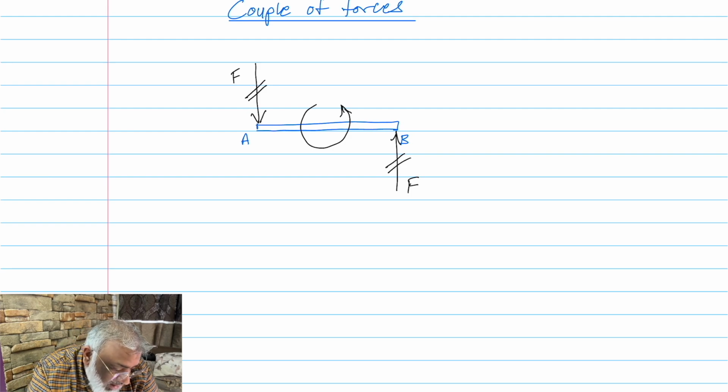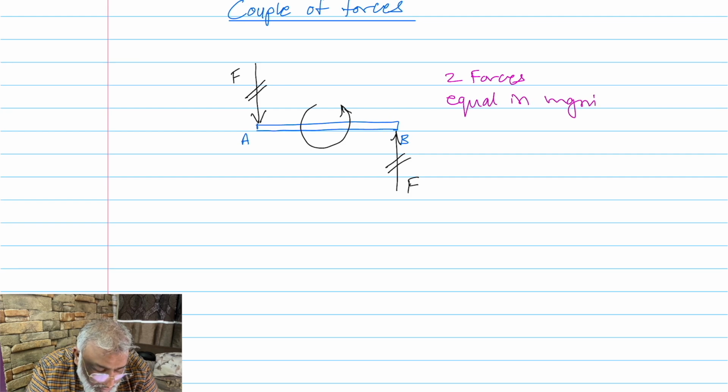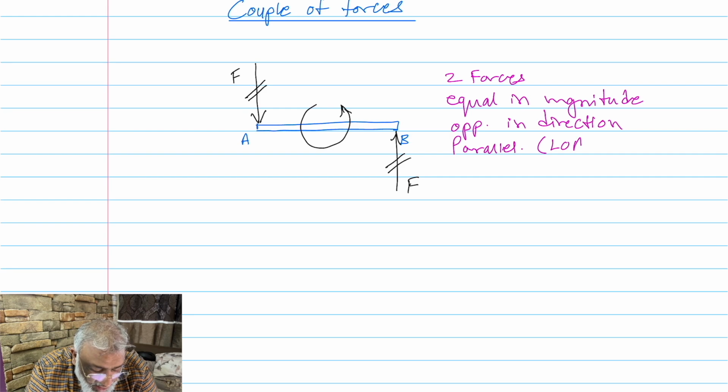to each other. I'll write it down. Two forces equal in magnitude, opposite in direction, and parallel to each other. That means their line of action. I have shown you what is line of action. This is the line of action. The lines of action are parallel to each other. So when this happens, the body on which these two forces are acting will go through a couple.